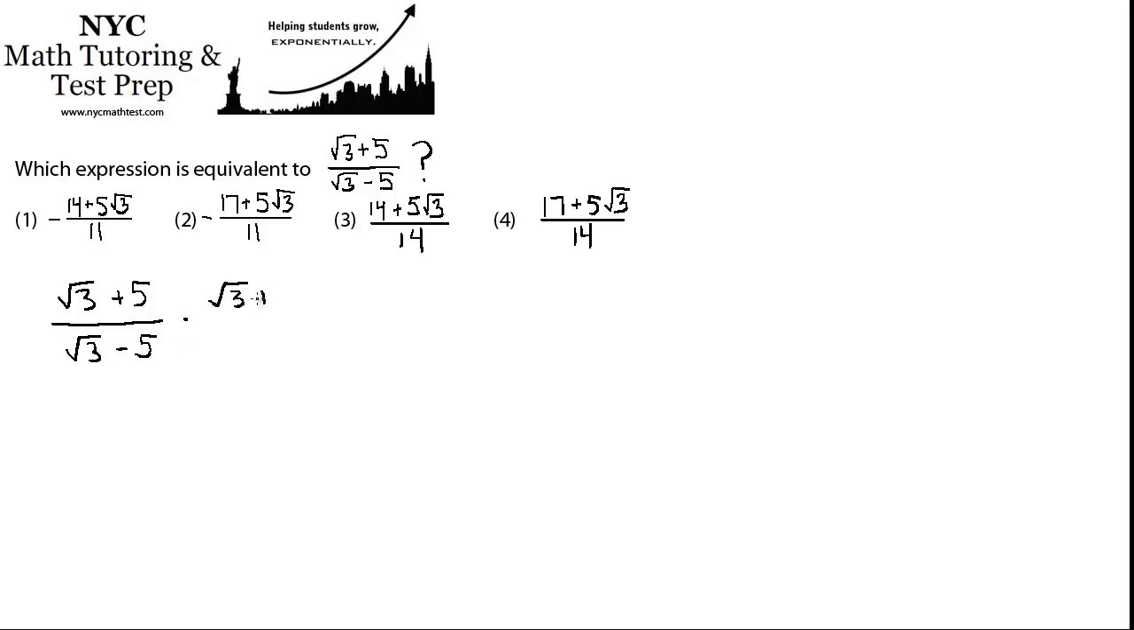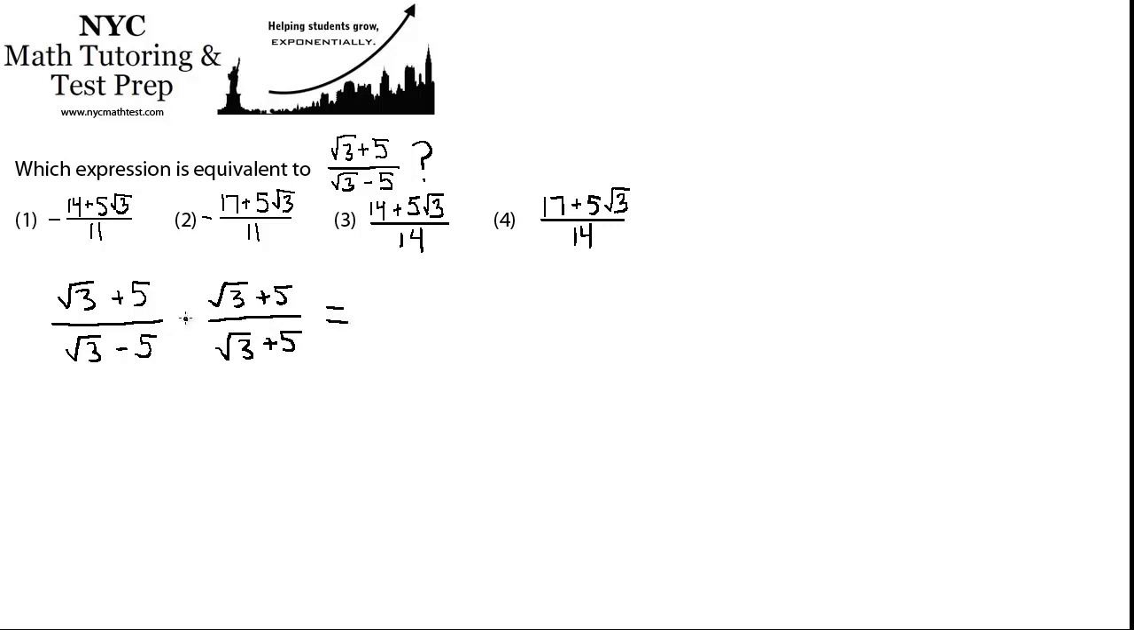Root 3 plus 5 over root 3 plus 5. Now what allows us to do this? Well, root 3 plus 5 over root 3 plus 5, this expression here just equals 1. And you can always multiply an expression by 1 and it still equals the same thing. So that's why it's okay to do this.